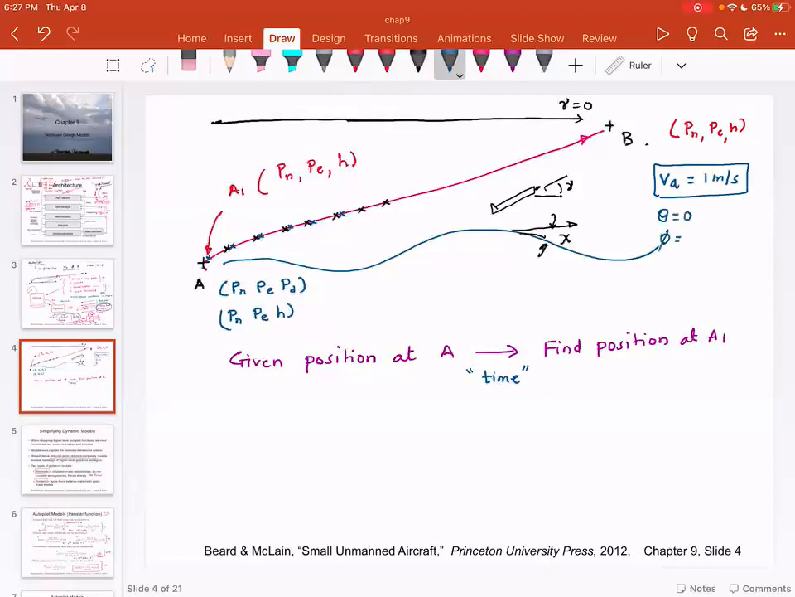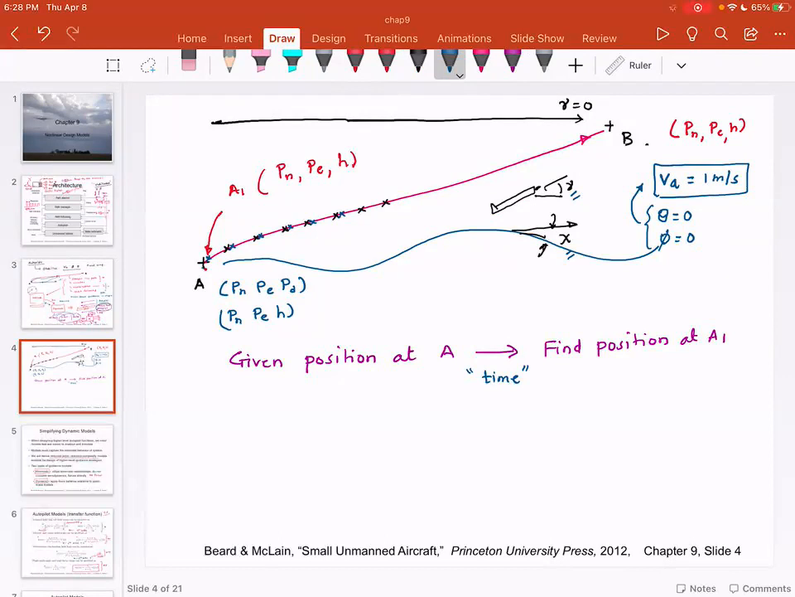Autopilot is saying phi is equal to zero, and it is going to maintain VA is equal to 1 meters per second. Now, at this point, I want to define the path. Please understand, gamma and chi are path variables. So if I specify the value of instantaneous gamma and the value of instantaneous chi, I can find out the path the aircraft can take.